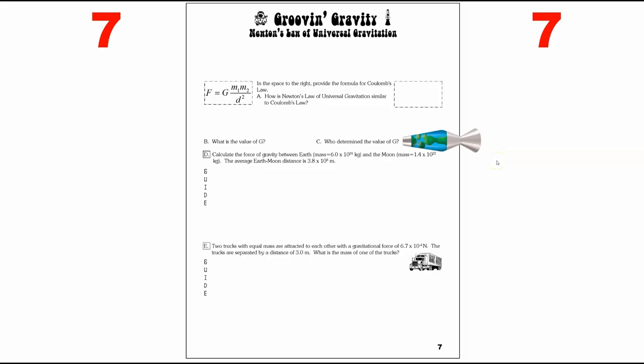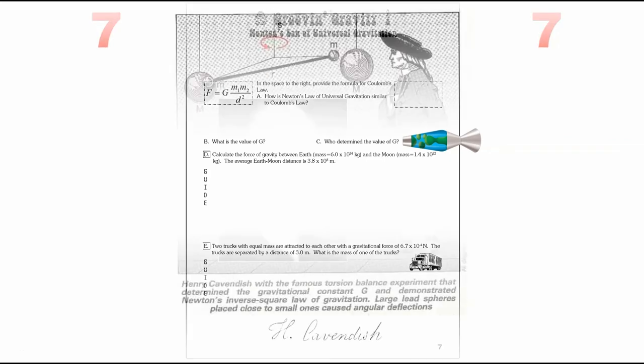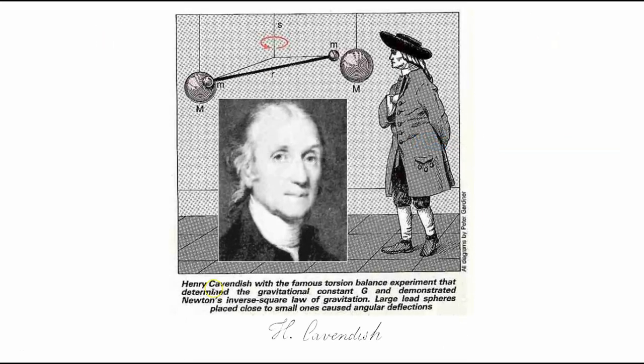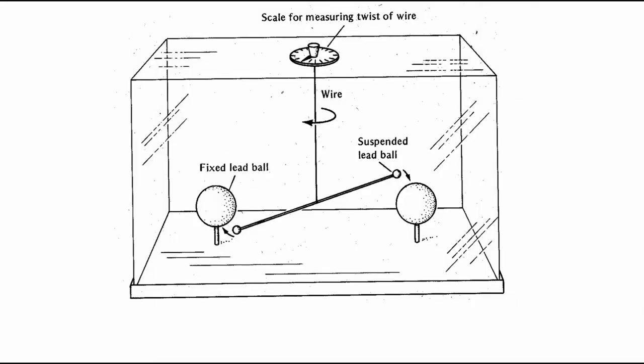You may have picked up in the clip here who determined the value of G, and that was Henry Cavendish. C-A-V-E-N-D-I-S-H, Cavendish. He used an experiment using a torsion balance to determine the amount of gravitational attraction between objects, or how one could do that, considering the value of G.